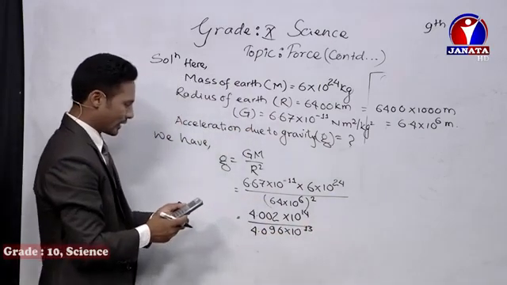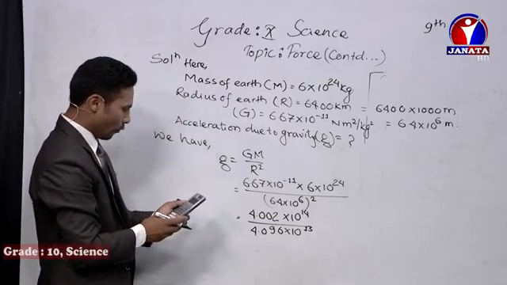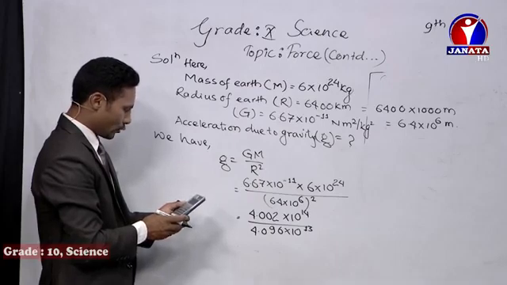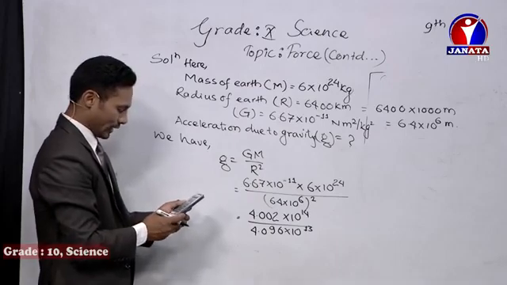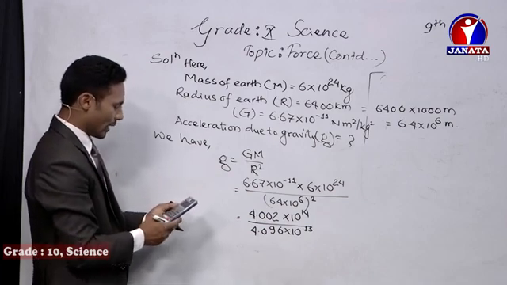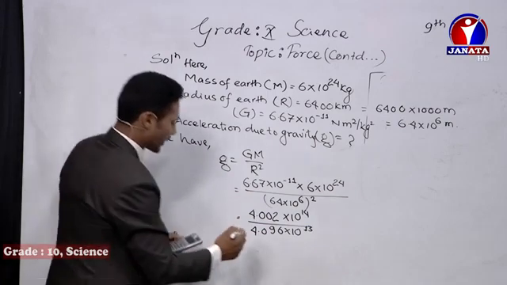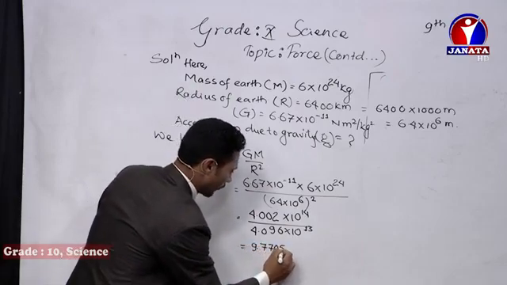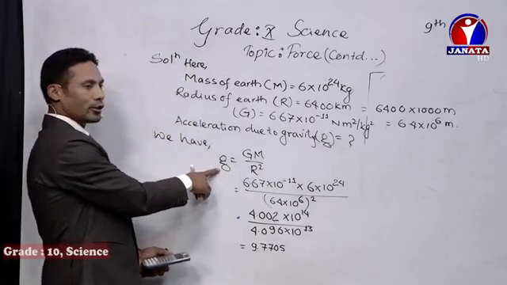Okay, so let's divide these two. 4.002 into 10 to the power 14 divided by 4.096 into 10 to the power 13 gives the answer 9.7705. So this is the acceleration due to gravity.